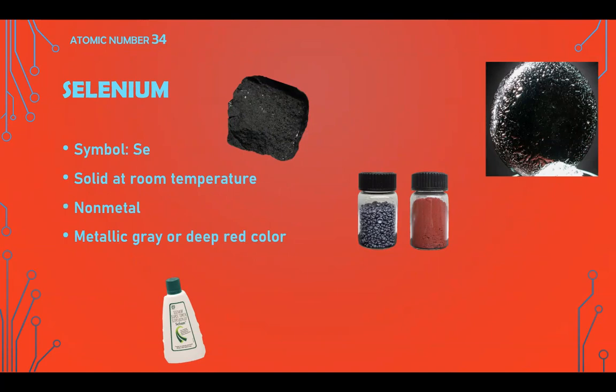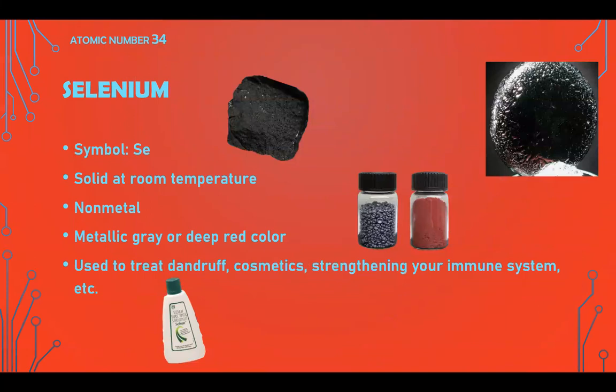Carbon and potassium have more allotropes, but selenium has two. One of the allotropes has a metallic gray color, and the other has a kind of red color. Selenium is used to treat dandruff, which means it's used in cosmetics. It's used to strengthen your immune system, etc.